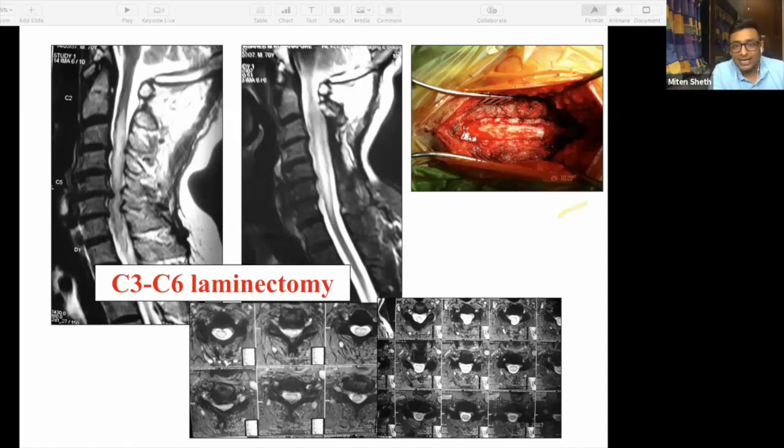Understood? So that is cervical spine. That is all about cervical spine.